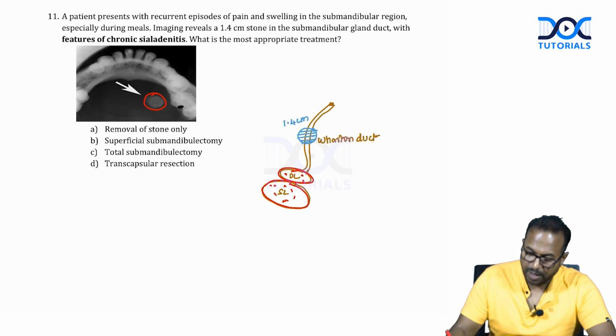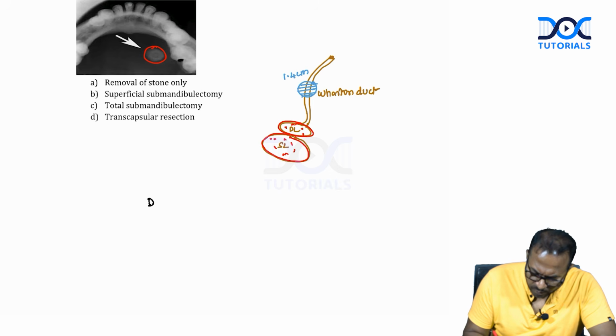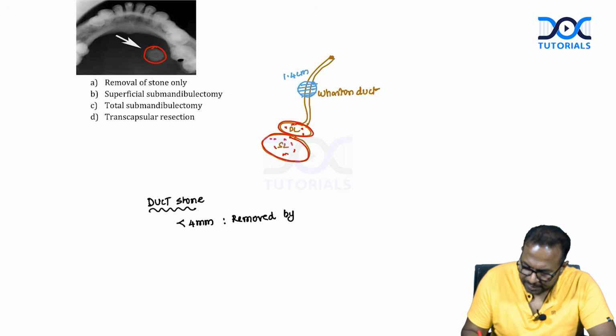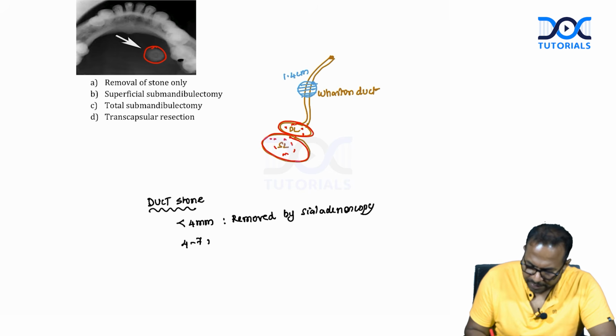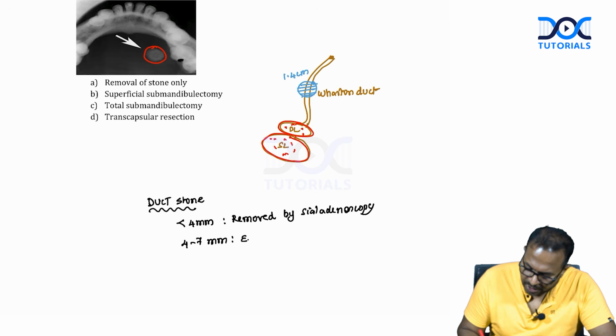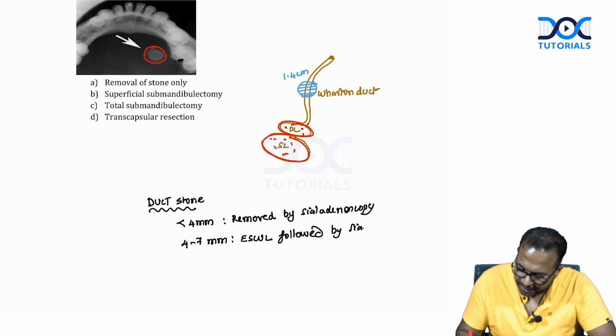See, there are multiple options in this. If only the duct contains a stone, a duct stone less than 4 mm can be removed by sialendoscopy. A 4 to 7 mm stone in the duct can be broken by extracorporeal shockwave lithotripsy followed by sialendoscopy.